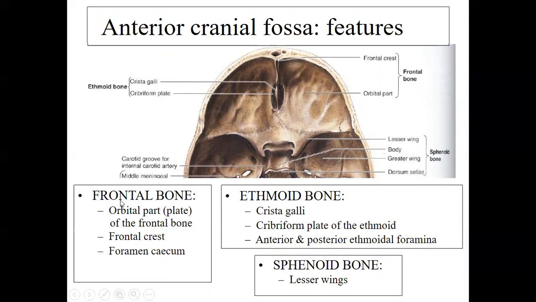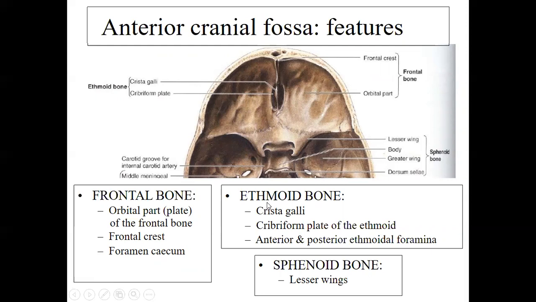The important landmark that you can see on the frontal bone is the orbital part of the frontal bone. And we have the frontal crest here. You can see this is the frontal crest. And then you can also find the foramen cecum, sometimes. This is the foramen cecum.